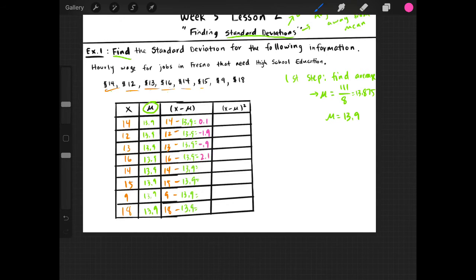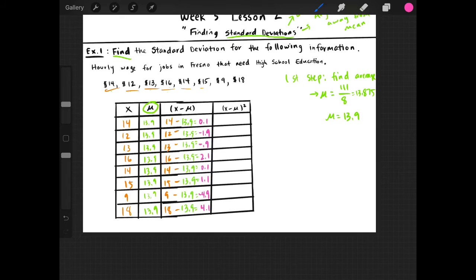16 minus 13.9. So do you see how we're going to be doing the same thing here? The steps really aren't all that bad as long as you can follow this table here, and you're going to be using a calculator. 15 minus 13.9 is 1.1, 9 minus 13.9 is negative 4.9, and then 18 minus 13.9 is 4.1. So we have all of that.